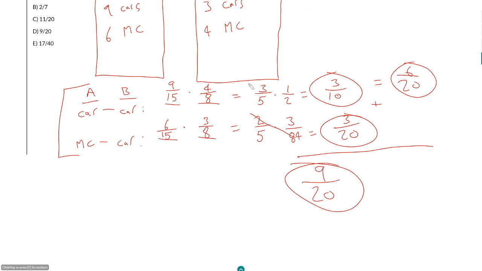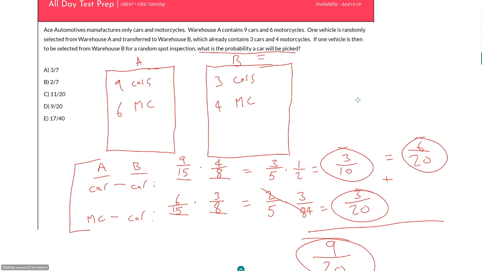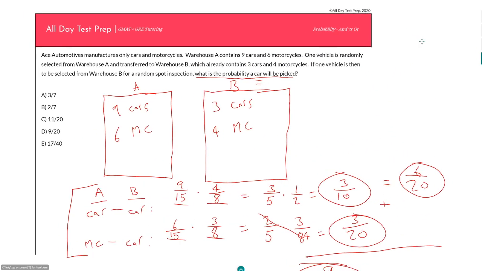You can almost think of it like I have a 60% chance of having a 50% chance of selecting a car from Warehouse B, or I have a 40% chance of having a 37.5% chance of selecting a car from Warehouse B. So those are and or scenarios.